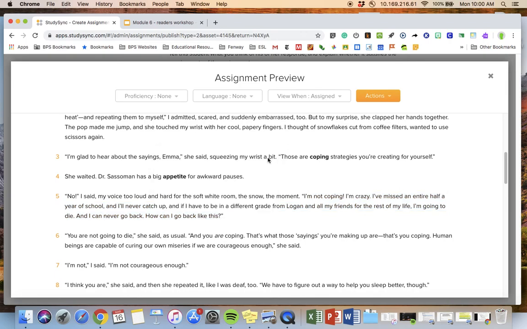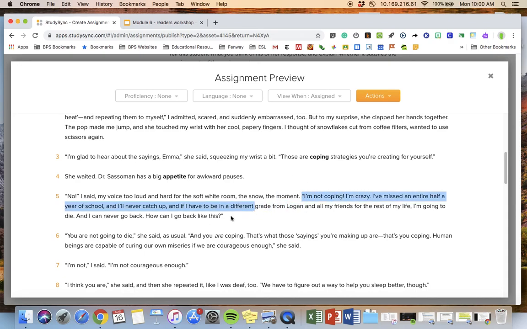She's talking to her counselor, and she says, "I'm not coping. I'm crazy. I've missed an entire half a year of school, and I'll never catch up. And if I have to be in a different grade from Logan and all of my friends for the rest of my life, I'm going to die, and I can never go back. How can I go back like this?"